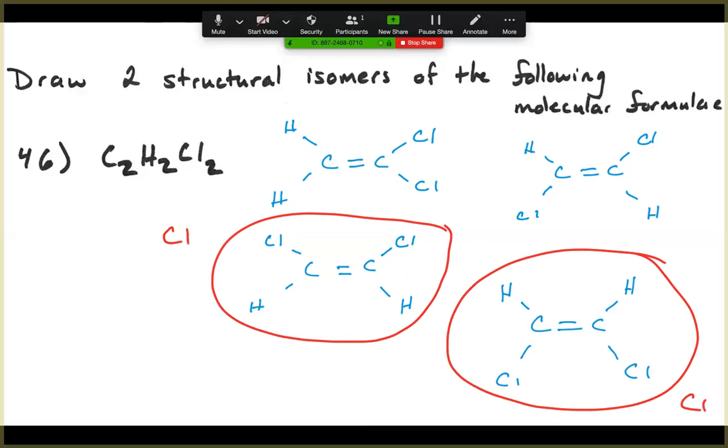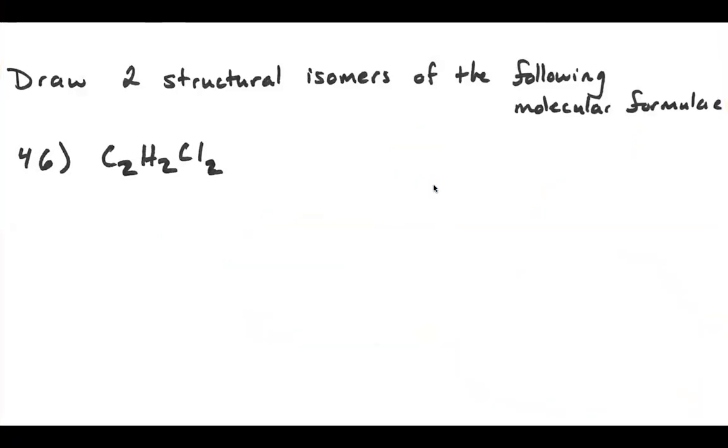If you name them, they're both cis-1,2-dichloroethene. Therefore, they're both the same molecule. So just because you draw it differently on the paper doesn't mean it's a new structural isomer. It needs to have a new name. That's the way you can check.